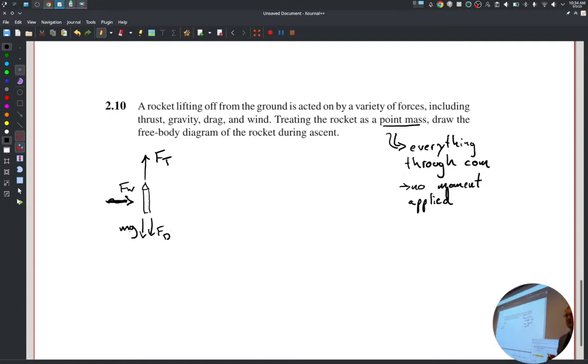This is kind of what I saw so far. Does anyone have something different? I didn't see any big changes here. Nothing else.